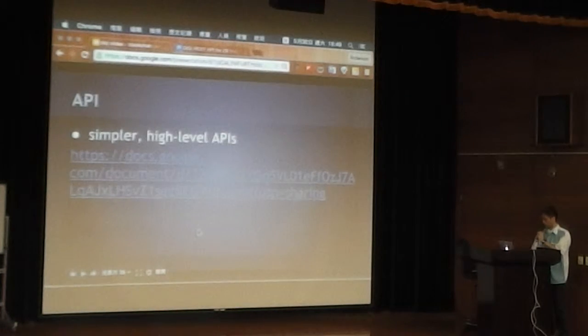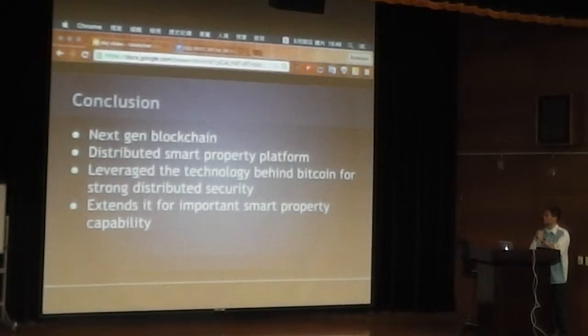So I think I'm almost out of time, so let's go to the conclusion first. DiQi is the next-gen blockchain, and it is a distributed smart property platform. DiQi leverages the technology behind Bitcoin, but it extends Bitcoin with some important smart property capability, and also makes certain mining chain improvements.